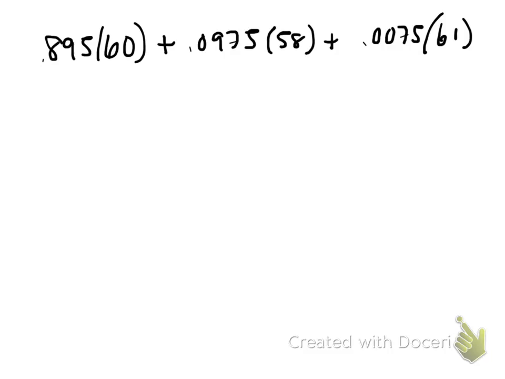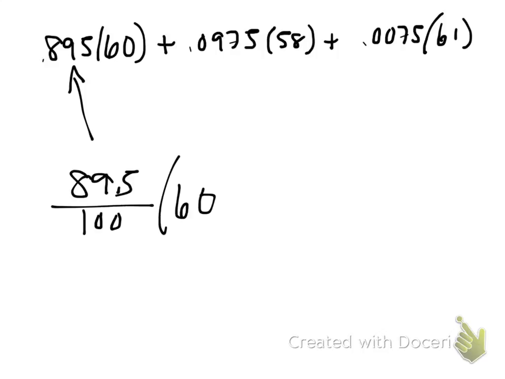So that's your setup. And inherent in this is 89.5 divided by 100 times 60. So you're already dividing these things out. You don't have to divide these by 3. There's no division necessary. All you're doing is multiplying by the abundance expressed as a decimal and adding them up.